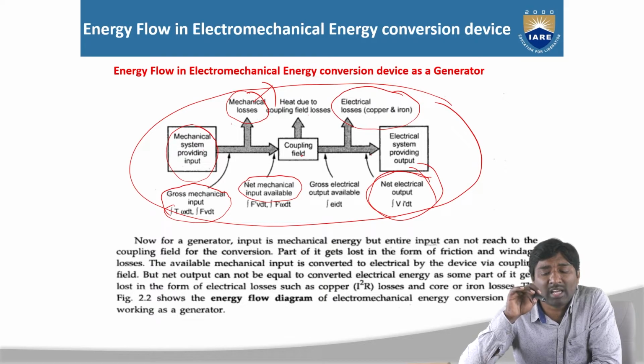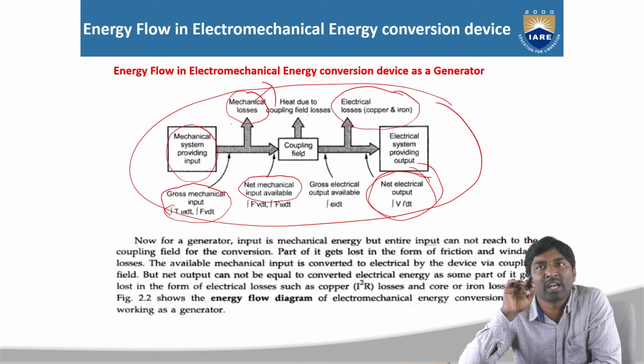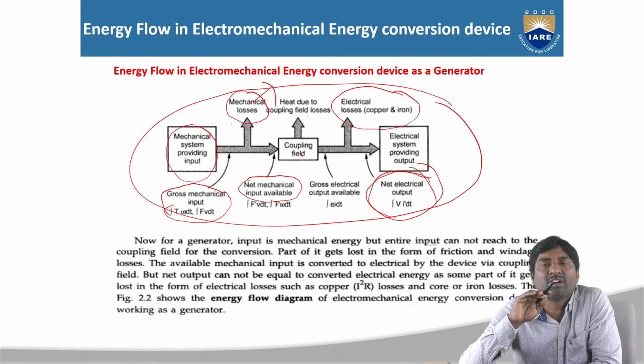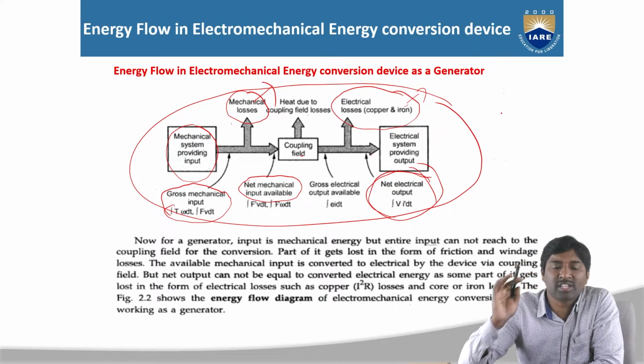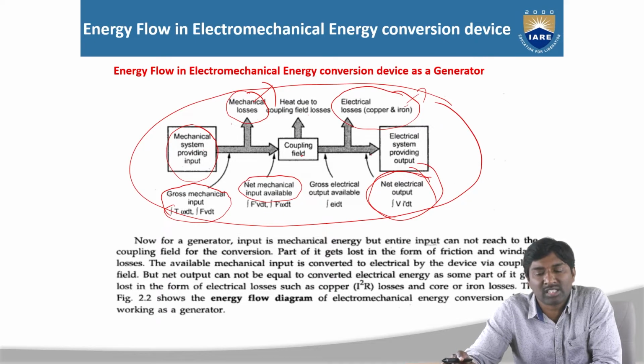So the mechanical input is converted to electrical by the device via the coupling field, but the net output cannot be equal to the converted electrical energy, as some part of it is lost here. Okay, so that is in the form of electrical losses. Those electrical losses I am calling copper and iron losses. So this is the energy flow in electromechanical energy conversion, as a device, as a generator.